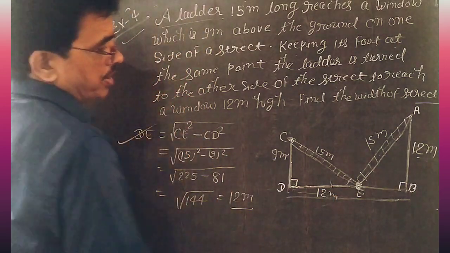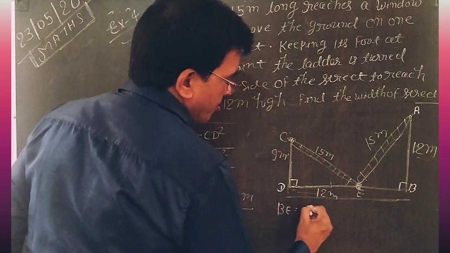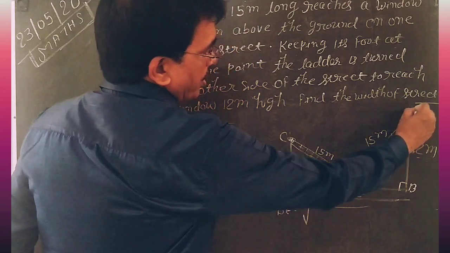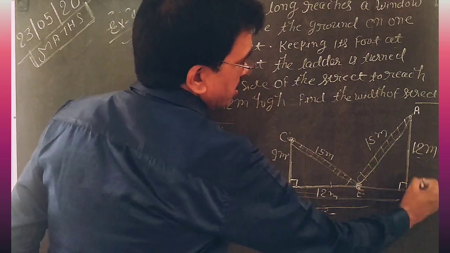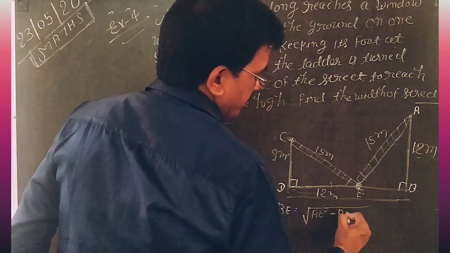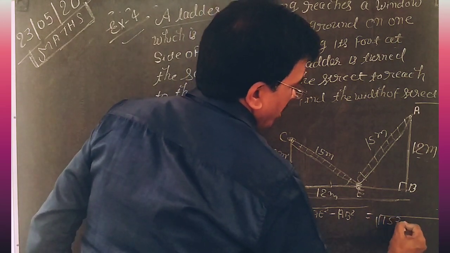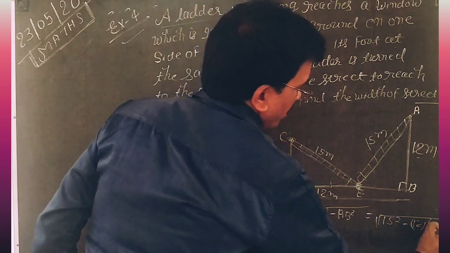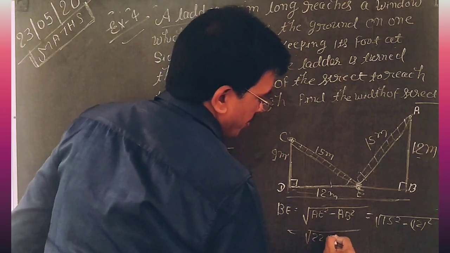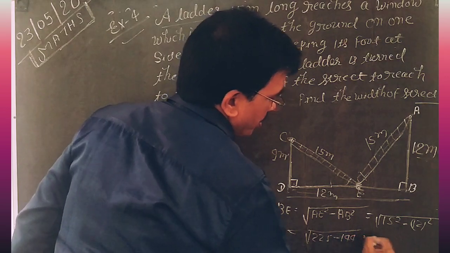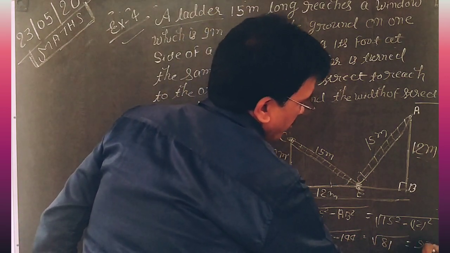Find out what is BE. You write BE is equal to the square root of AE square minus AB square. So it is equal to 15 square minus 12 square. Then write 225 minus 144, that is 81, and it is equal to 9 meter.